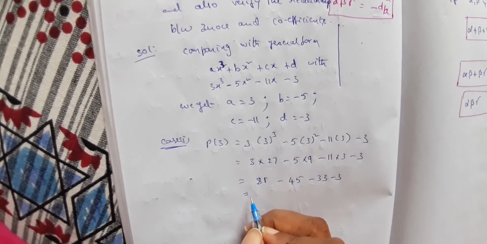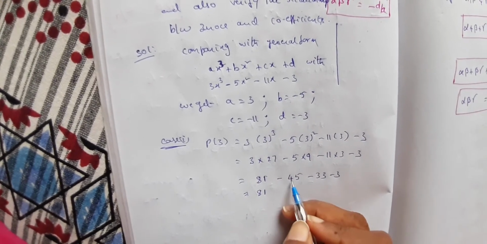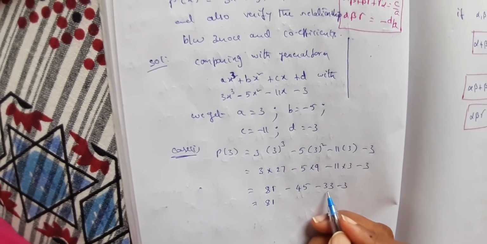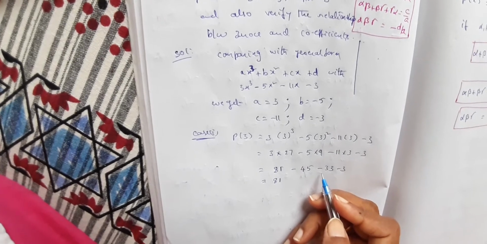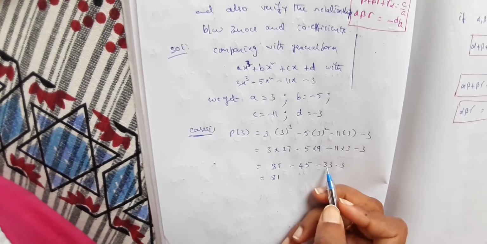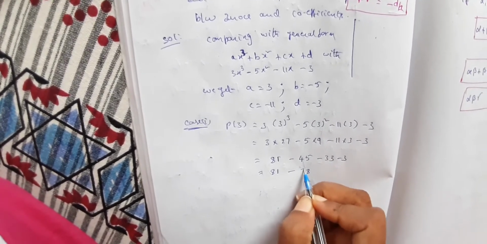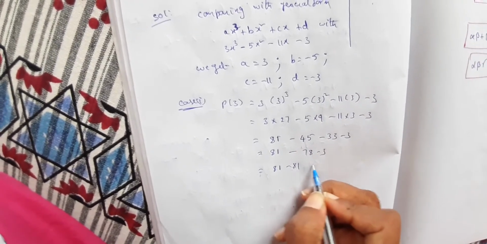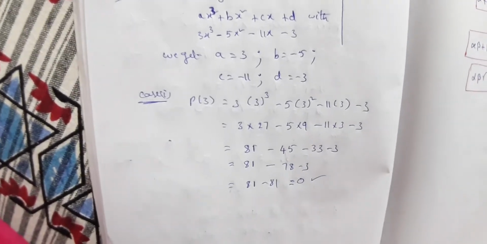So 81, leave it as it is. Now add all the negative values: minus 45, minus 33, minus 3. Did we make any mistake, or is the problem right? Alright, so 45 plus 33 is 78, plus 3 is 81, right, perfect. 81 minus 81, so we are getting it to be 0. So hence verified. The first one is verified.